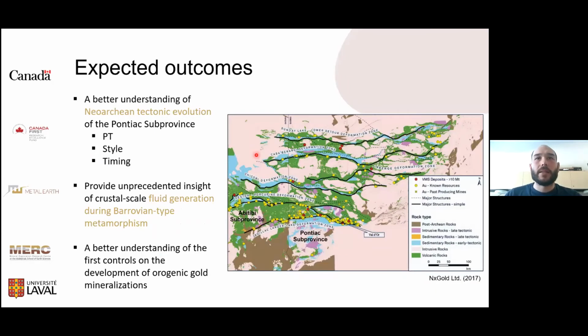So what are the expected outcomes from Isaac's project? The first one is a better understanding of the Neoarchean tectonic evolution of the Pontiac subprovince. We're talking about PT conditions, timing, and style of metamorphism, which is really important to get a good idea of geodynamic settings. Second, to provide insight into crustal-scale fluid generation during Barrovian-type metamorphism along Barrovian gradients, and a better understanding of the first controls on the development of orogenic mineralization.